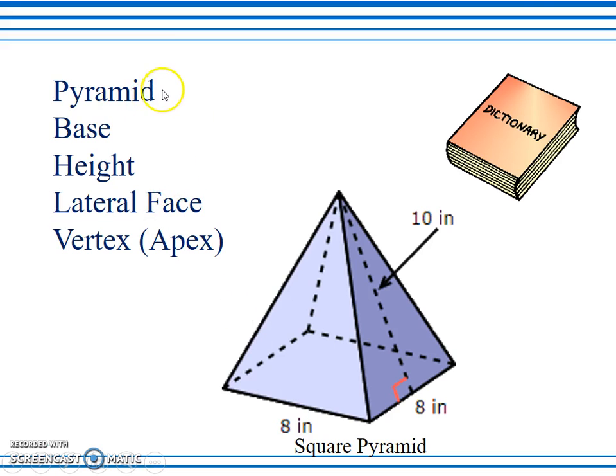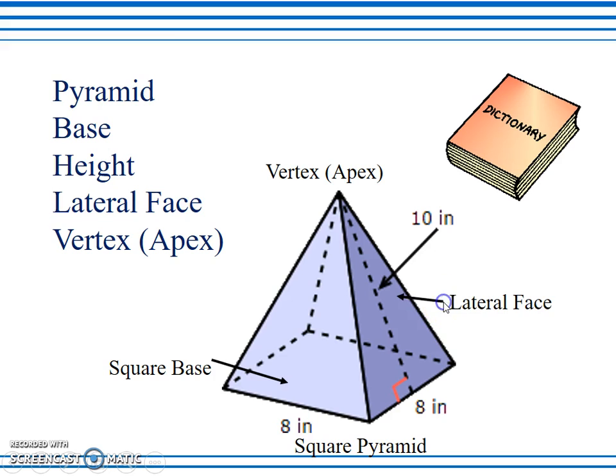Some of the vocabulary that we're going to talk about today is pyramid, base, height, lateral face, and vertex or apex. We see a visual here of a square pyramid. I know it's a square pyramid because it has 8 inches on each of the sides of the base. So we have a square base. All of the sides, or the lateral faces, meet at the very tip top at a point called the vertex, or the apex. Again, in this pyramid, in all pyramids, we have triangular lateral faces.